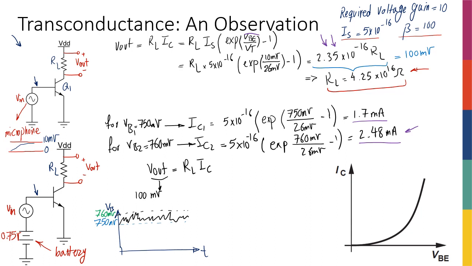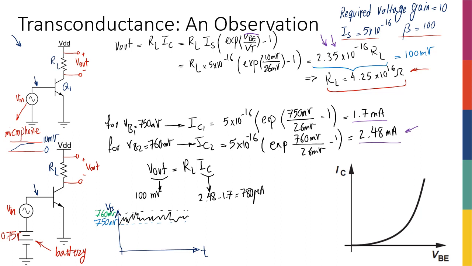So I know that when V in changes by 10 millivolts, my IC changes by 2.48 minus 1.7 milliamps. So it's going to be equal to 780 microamps, or 0.78 milliamps. So when the input changes by 10 millivolts, my IC changes by 780 microamps.